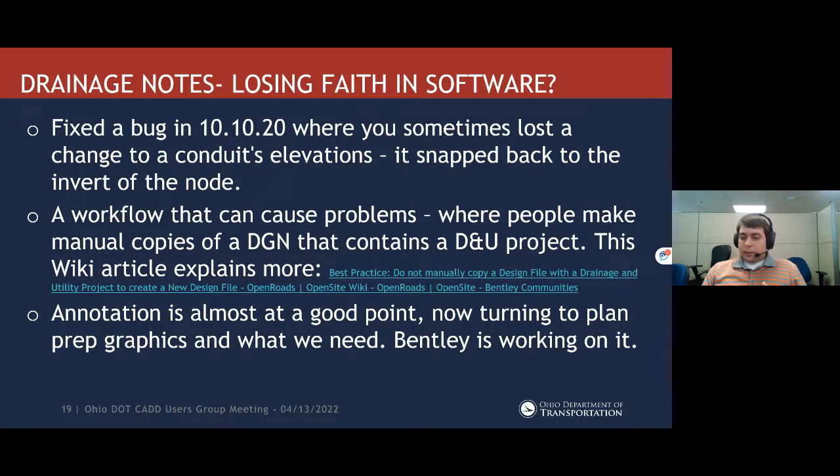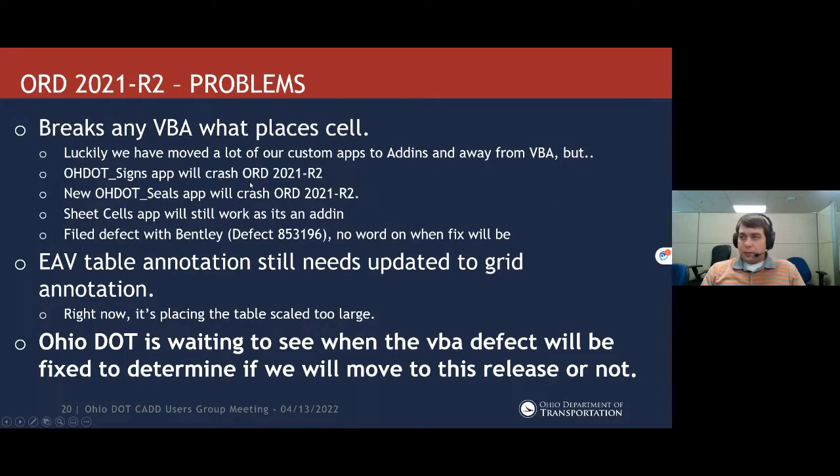So I want to end with annotation. I feel like we're almost at a good point. We really need that single source of truth implemented, which they've told me they're working on. So I'm turning efforts back to the plan prep graphics and some of the things we need the product to do better. Bentley is aware of it, and all I can say right now is that they're working on it, so stay tuned. I think there are good things coming that will address some of our plan prep issues on the graphics side of things. I wanted to add that page in there to maybe alleviate some concern people might be having, or call out some things.